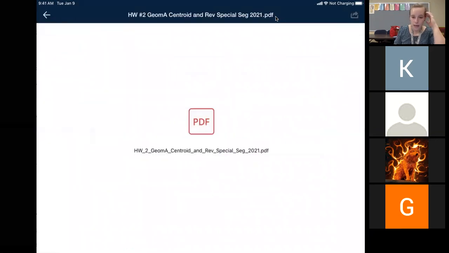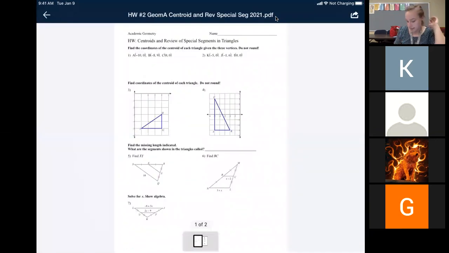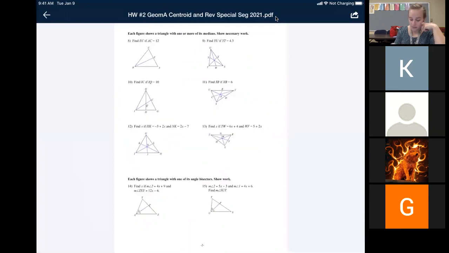This homework, I'll make a little assignment thing in a second, but the first part is doing the centroid math that we talked about earlier. Then there's some mid-segment stuff. There's some special segments like what we did yesterday. As I said, homework is completion, so it's my expectation that you try it every day. If you don't know what's happening, we do have Flex right after this, so if you want to join my Flex Zoom, we can talk then.